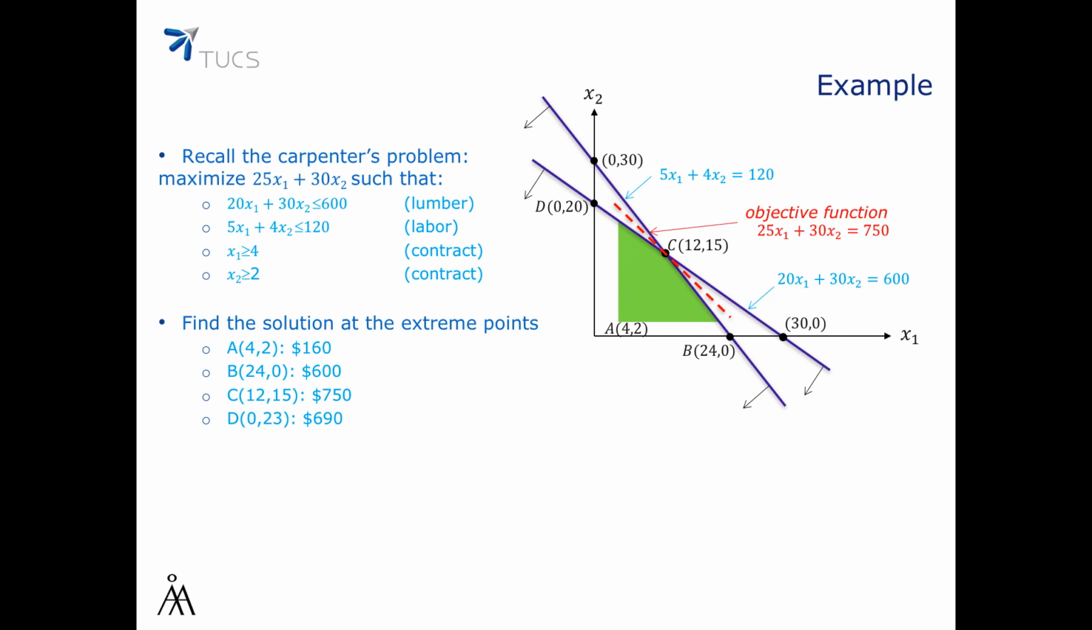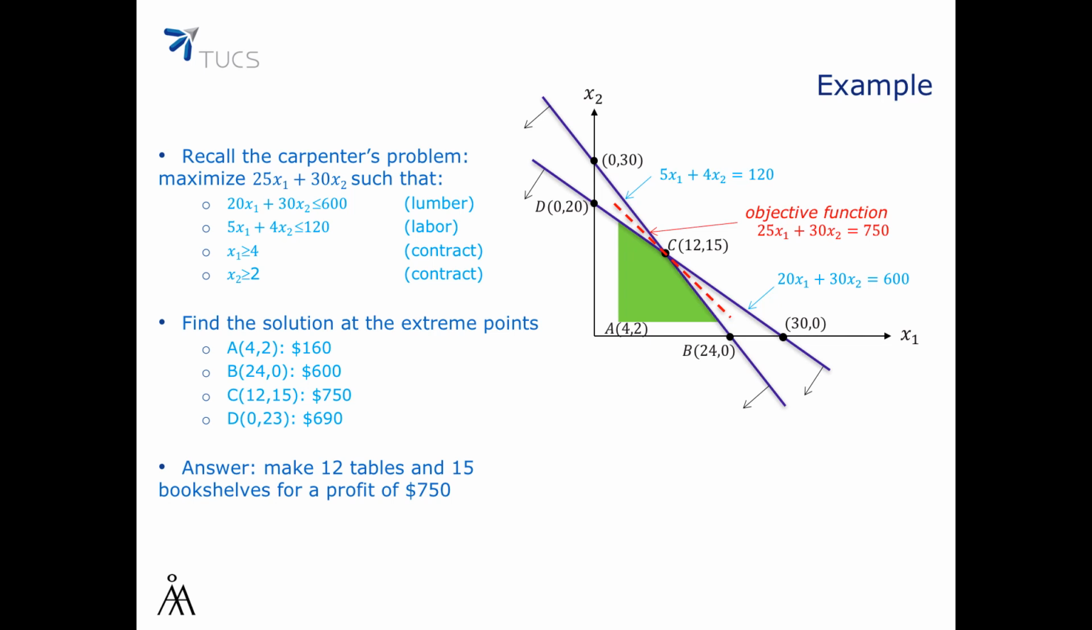So the maximum is achieved in point C, and this can be seen geometrically because the objective function is represented by lines such as this dotted red line, or parallels to it. And as the parallels go lower, the value of the objective function is smaller, so it's indeed intuitive that the maximum is achieved in point C. So the answer for the carpenter is that he should make 12 tables and 15 bookshelves for a maximum profit, and the profit is going to be $750 per week.